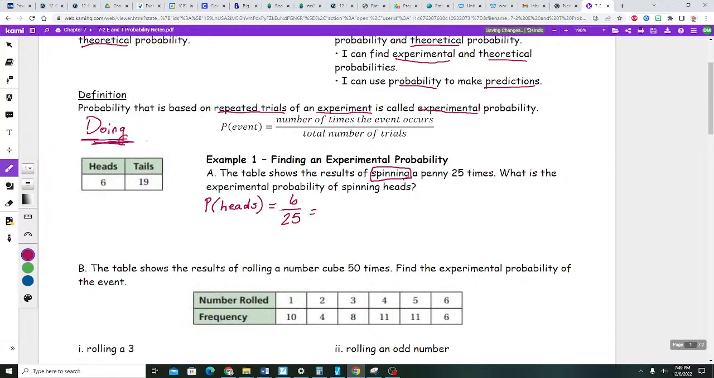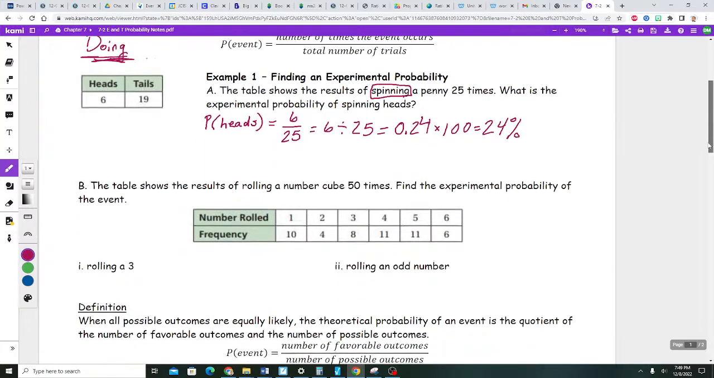So one way to write the probability is 6 over 25. Another way is to divide 6 by 25. And when you divide 6 by 25, you get 0.24. And so another way to write the probability besides that is to also change it to a percent, which is 24%. So the probability of spinning heads is 24%.